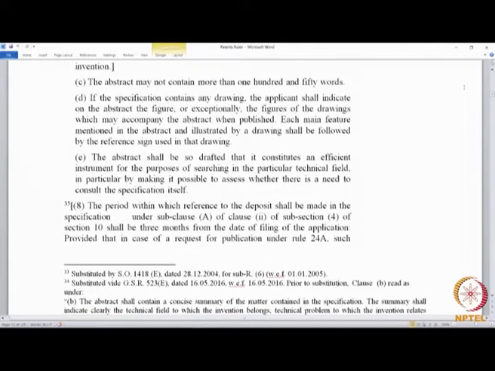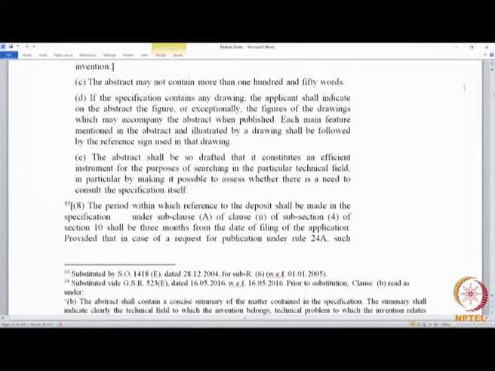So, in the claim, if you mention the bottle cap, you are going to refer to the number which you have used in your specification for mentioning the bottle cap. Say if bottle cap is numbered as 10 throughout the complete specification, wherever you mention bottle cap in the claim, then the word bottle cap will be followed by the number 10 within parenthesis. The same rule has to be applied for the abstract as well. The applicant shall indicate on the abstract the figure or exceptionally the figures in the drawings where they are accompanied by drawings and the drawings are published, and each feature mentioned in the abstract and illustrated by the drawing shall be followed by the reference sign used in the drawing, similar to how we cross-reference drawings into the claims.